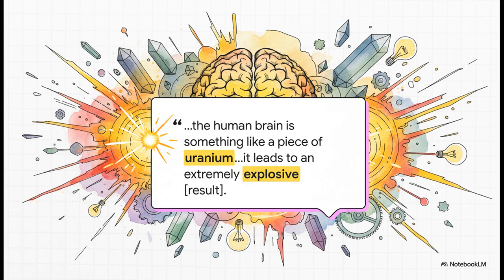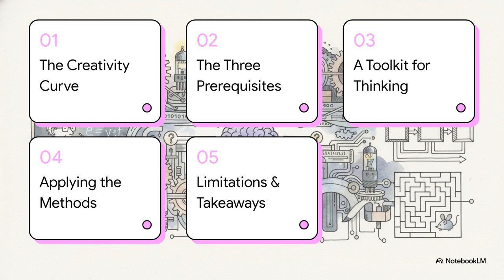explosive output of innovation. So here's our game plan for unpacking Shannon's framework. We'll start with what he called the creativity curve. Then we'll look at the 3 things you absolutely have to have. From there, we'll dive into his practical toolkit for thinking, see how to apply the methods, and then wrap it all up with some honest limitations and the most important takeaways.